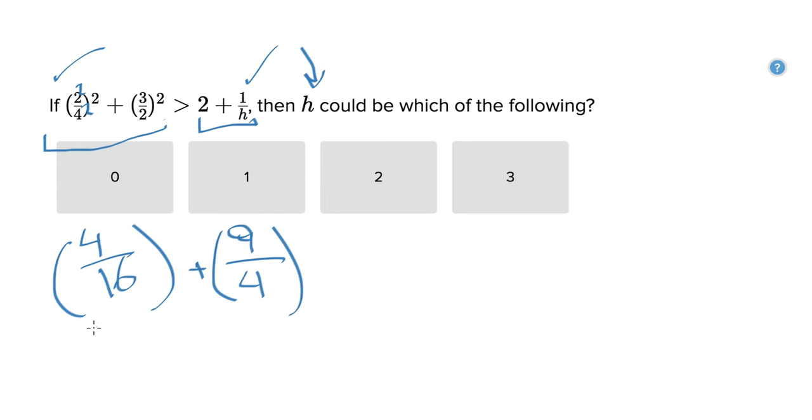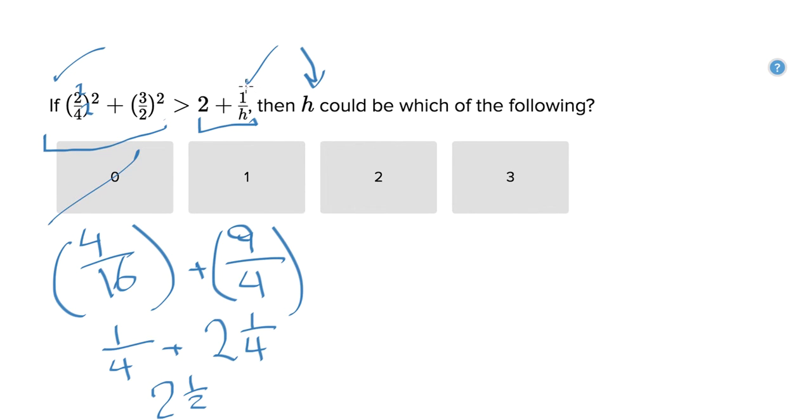So this can be expressed a little bit differently. 4 over 16 can be simplified to 1 over 4, and then 9 over 4 can be simplified to 2 and 1/4. This is a complex fraction. So then if we add these two together, we're going to end up with 2 and 2/4, or 2 and a half, 2.5. So we need to make sure that 2 plus 1 over h is less than 2 and a half.